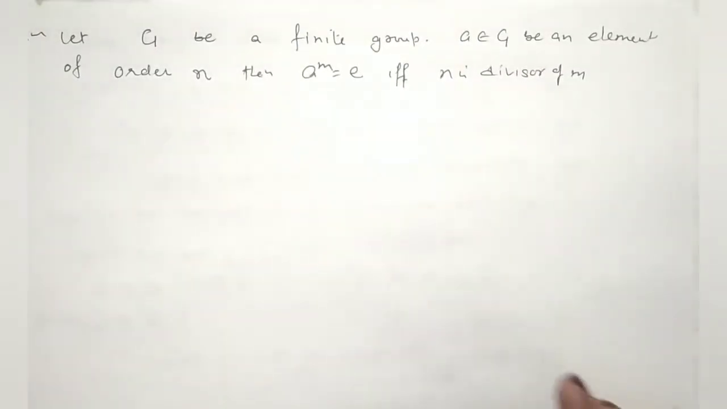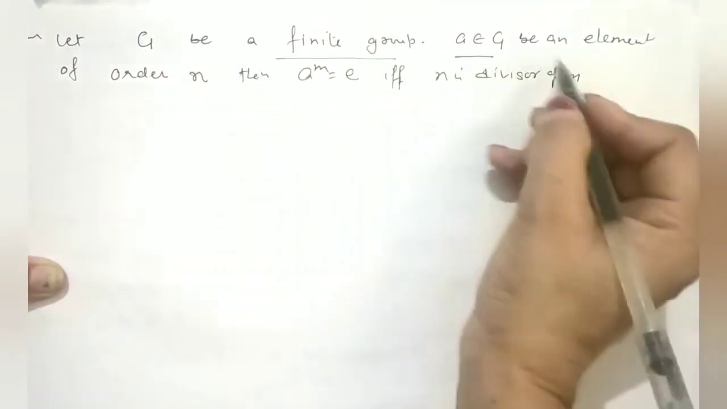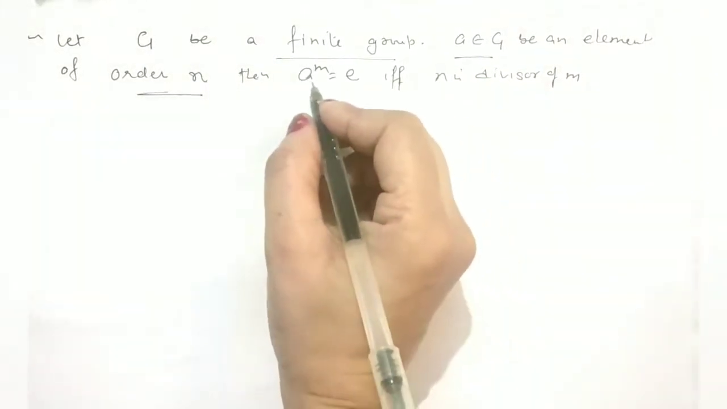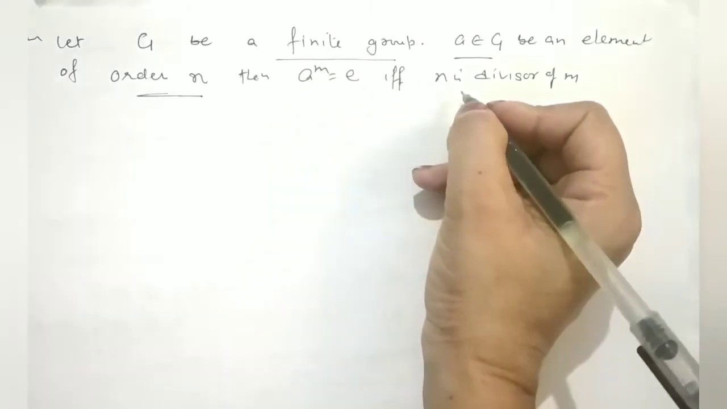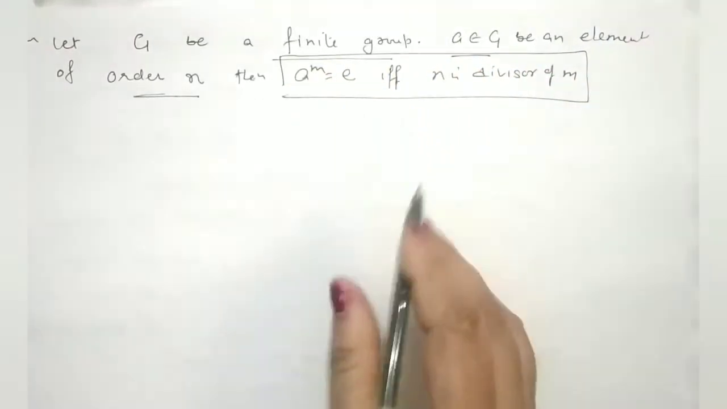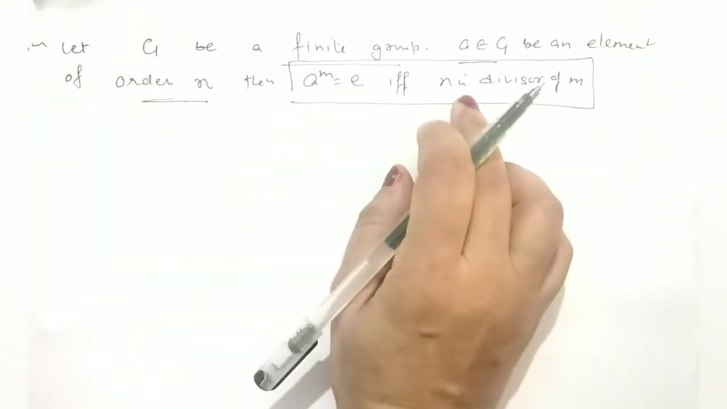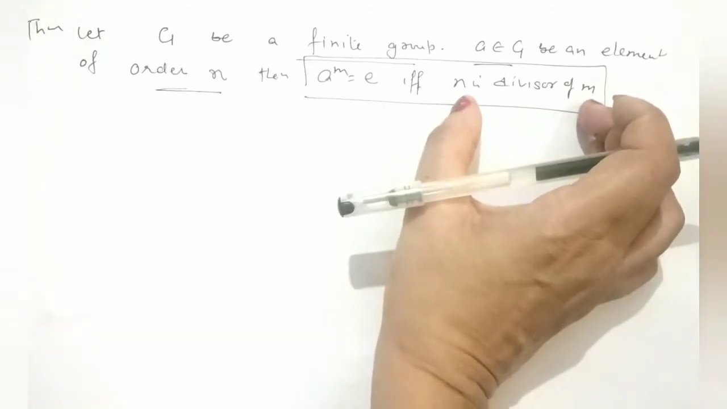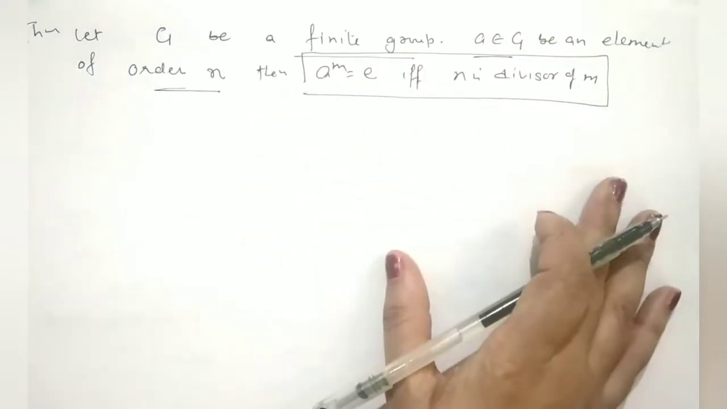Now see the next theorem: G is a finite group and a is any element of G of order n. So the order of a is given. Now we have to prove that a raised to power m is the identity if and only if n is a divisor of m. So this is the if and only if condition. That means we have to prove this result both ways. First taking a raised to power m equal to identity and proving n is a divisor of m. On the other hand, in the converse step, we take n as a divisor of m, and then we will prove this result. So we will prove it in two parts.